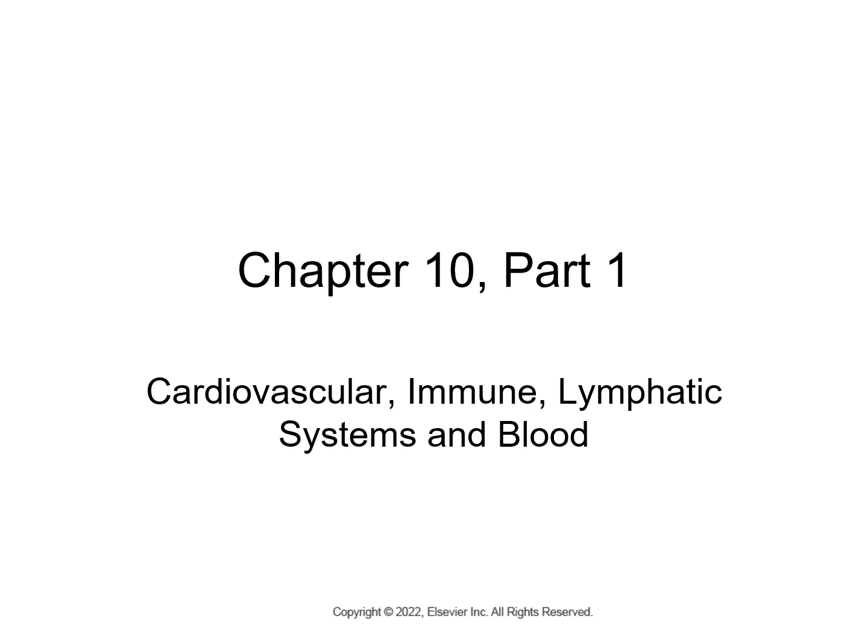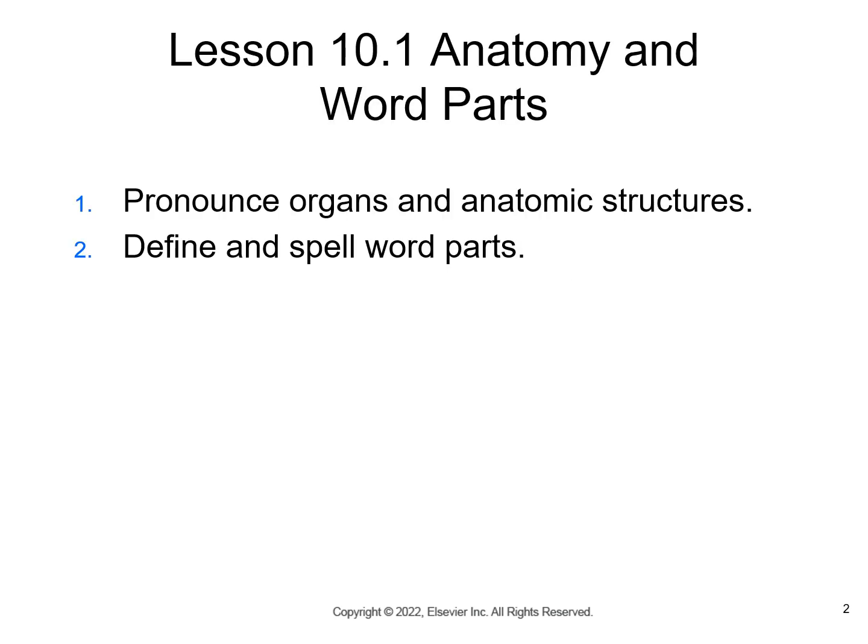Chapter 10, Cardiovascular, Immune, Lymphatic Systems, and Blood. In the first part of this chapter, we're going to pronounce terms relating to organs and anatomical structures and define and spell word parts.